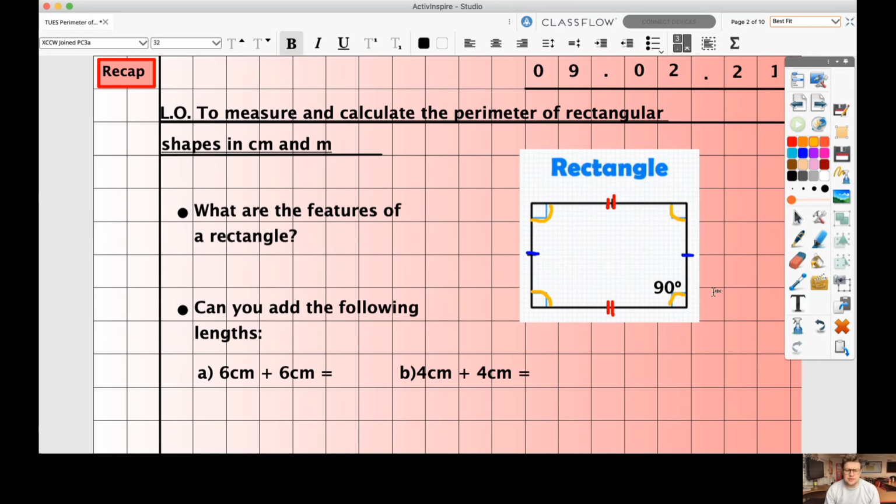Okay, can you add the following lengths? So 6 centimeters add 6 centimeters. You should have got the answer to that is 12 centimeters. And 4 centimeters add 4 centimeters is obviously 8 centimeters. Fantastic. Let's move on and start looking at our actual lesson.